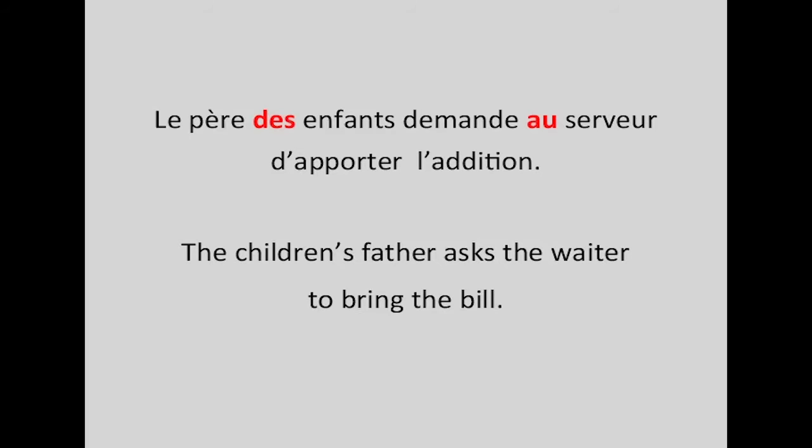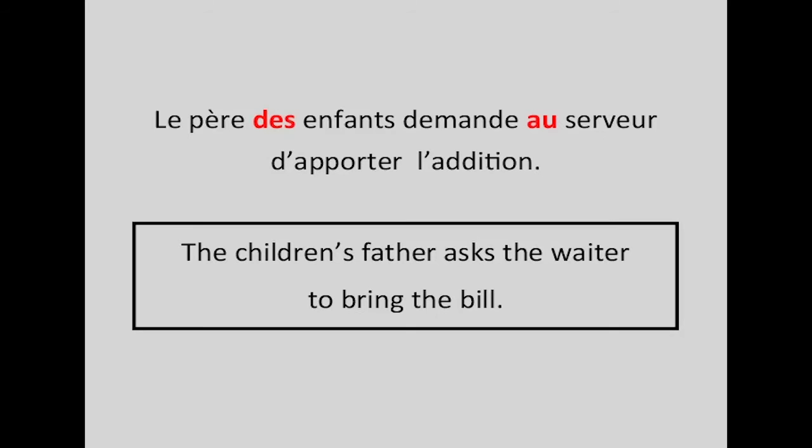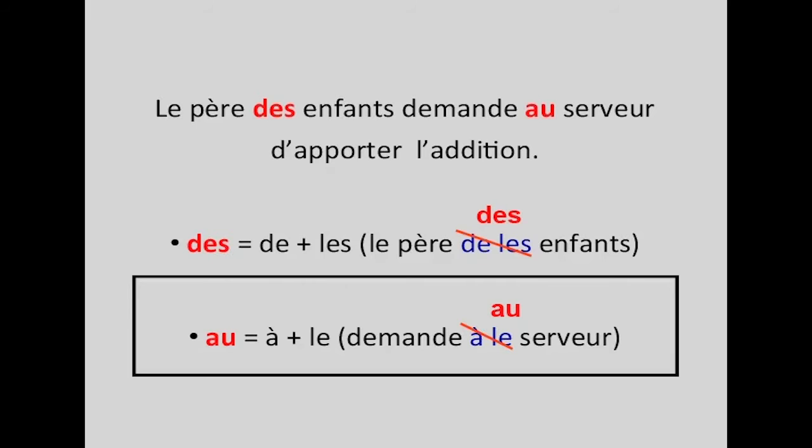The next sentence is, Le père des enfants demande au serveur d'apporter l'addition. This sentence translates as, the children's father asks the waiter to bring the bill. Here, DES is the contracted form of le père de les enfants, while AU is the contracted form of demande à plus le serveur.